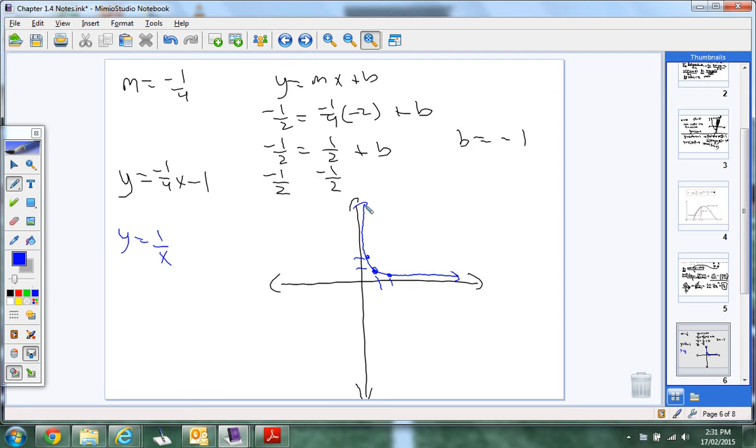Okay, now if I try negative 1, I'm going to get negative 1. And it's going to have the same relationship. Negative 1/2 will be negative 2. This will be a little bit flatter. So it's going to go like this.